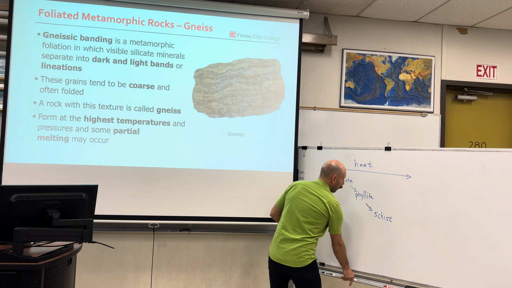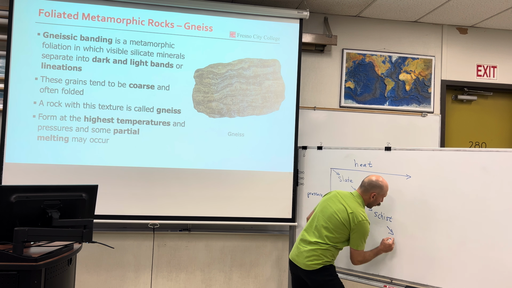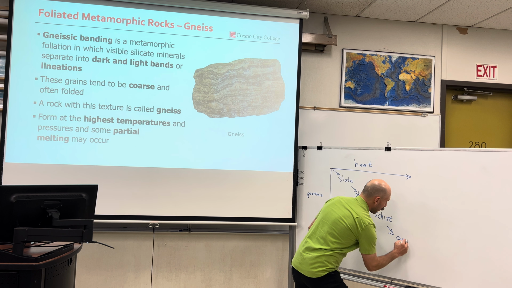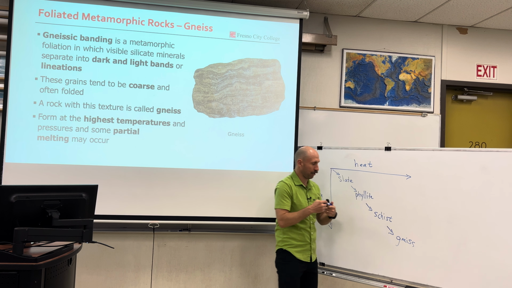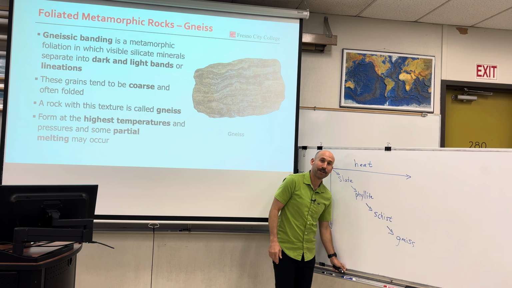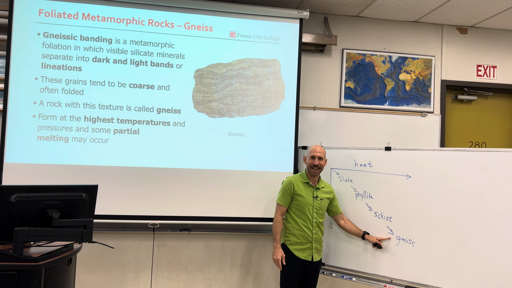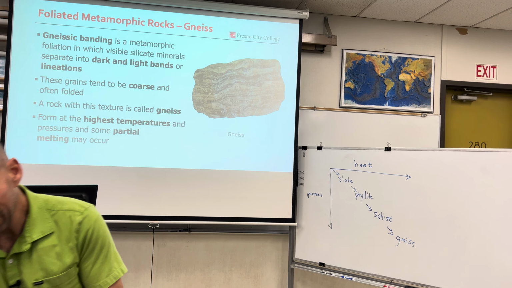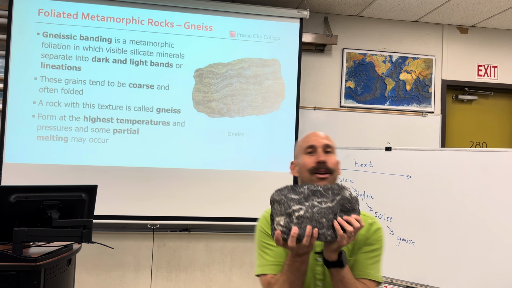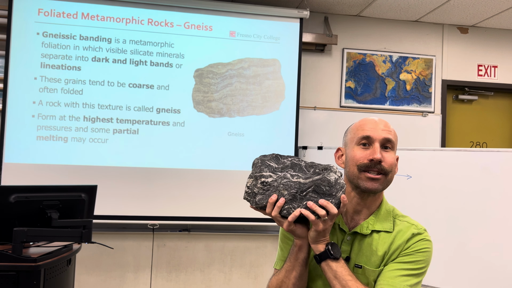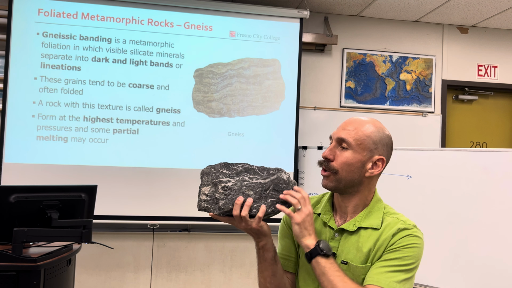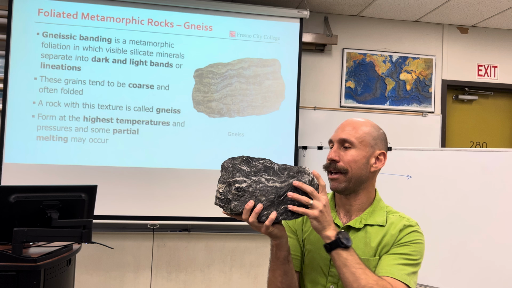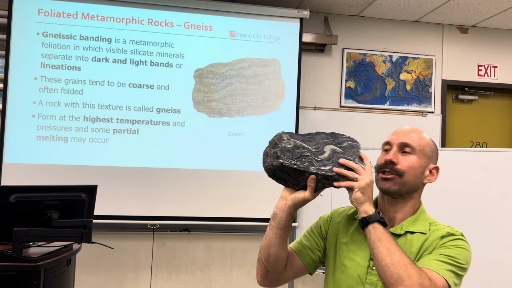Now, keep applying heat and pressure, and what we end up with is another word that tests our ability to say fun geology words: gneiss. It's so nice, very nice. And what we get is a rock that has very distinct compositional banding. You can see the alternating light and dark bands here on a cut and polished surface.